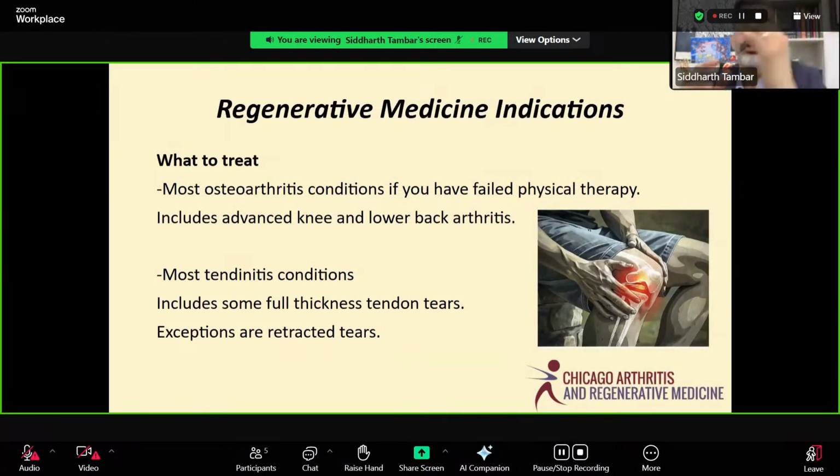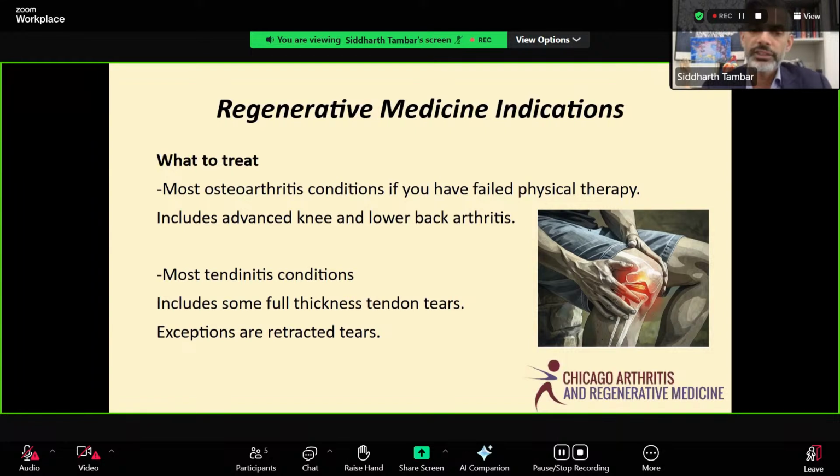So what are some indications for regen med? Most osteoarthritis conditions, if you have failed physical therapy, can still be treated with regen med. This includes if you have more advanced knee osteoarthritis or lower back arthritis. Some exceptions: if you've got more advanced hip arthritis, it generally tends not to respond as well to regen med, in which case hip surgery should be recommended.